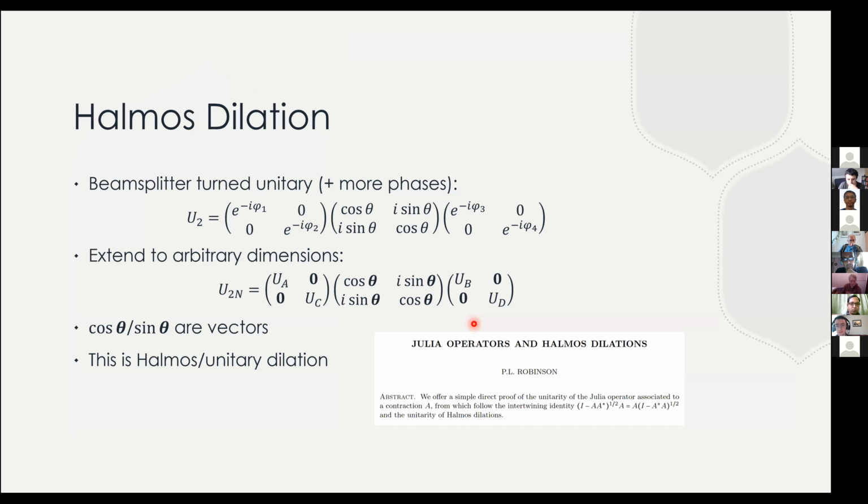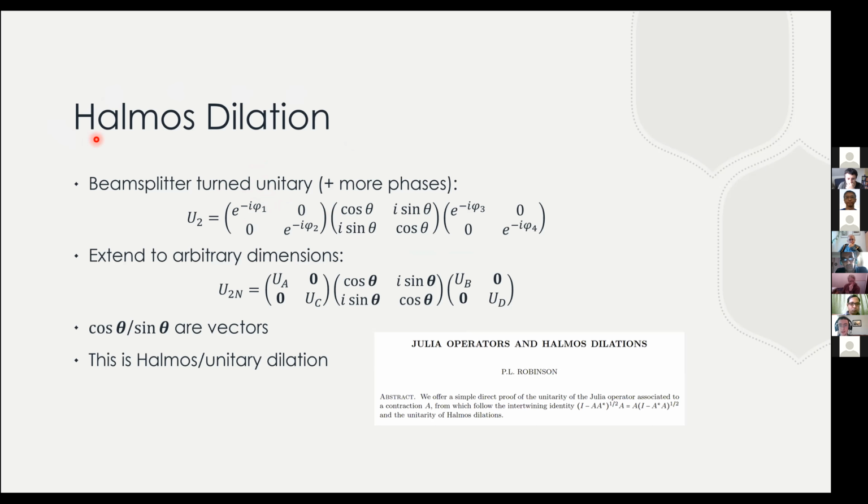So we have this 6 modes Reck scheme that is a unitary transformation, and we want to use that to create some kind of non-unitary transformation on some subset of that system. The way we do this is called Halmos dilation, or unitary dilation.